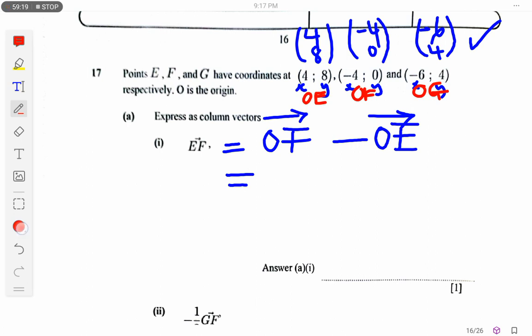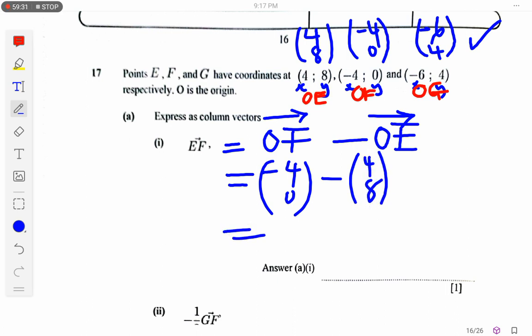So our OF in this case is (-4, 0), minus OE which is (4, 8). We are subtracting the upper tops together and the bottom ones together. That's how we do vectors. It's more like the same as matrix. Minus 4 minus 4, we get minus 8. 0 minus 8, we also get minus 8. So this is the final answer of EF. When we put this arrow, it shows the direction.